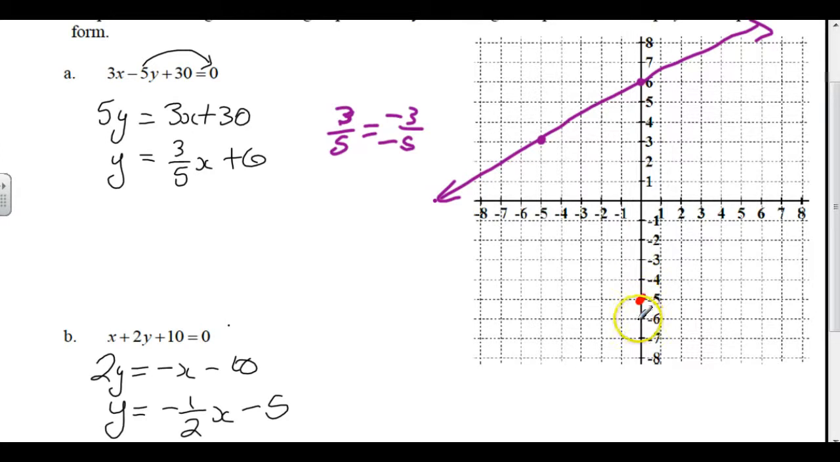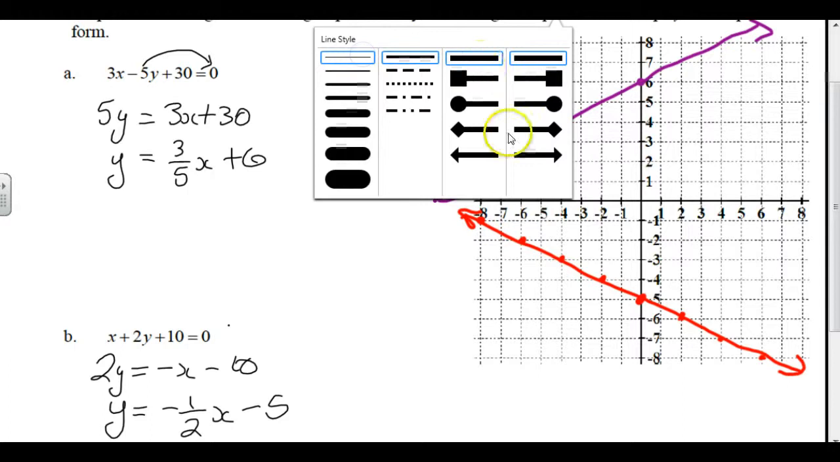negative 1/2, which says go down 1, right 2, down 1, right 2. Also says go up 1, left 2, up 1, left 2, and I always like to maximize the number of points that I show, because it gives me a better chance of drawing a straight line. And there's our other graph. So let's go back to the thin line here.